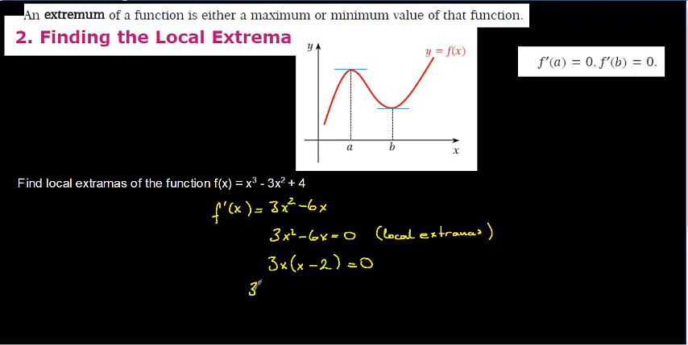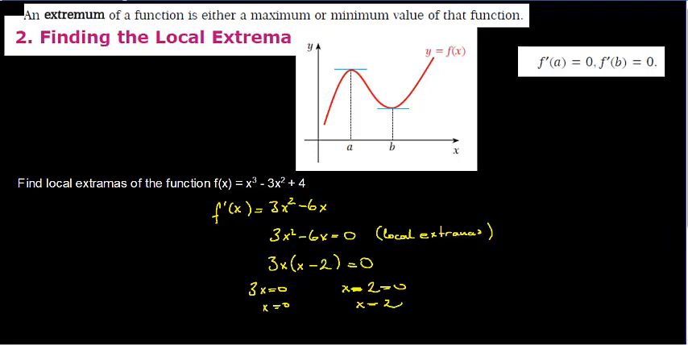So there are two options now here. 3x is equal to 0, so x is equal to 0, or x minus 2 is equal to 0, so x is equal to 2. Now, which one is the local minimum, which one is the local maximum? How are we going to understand this one?